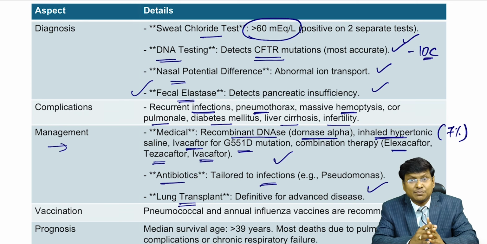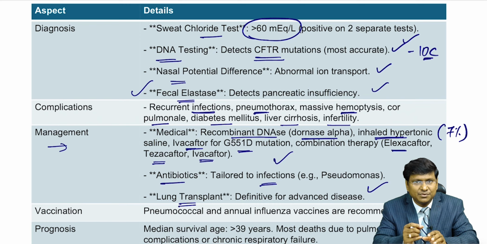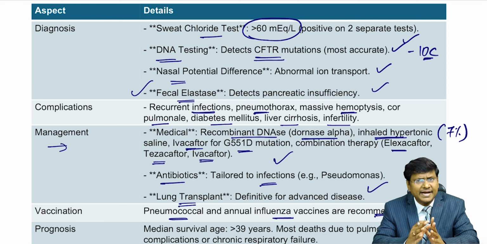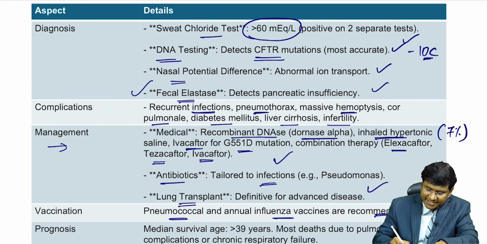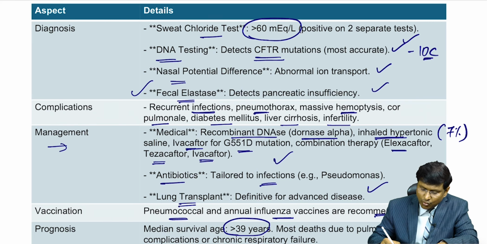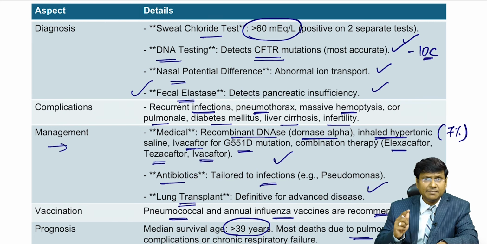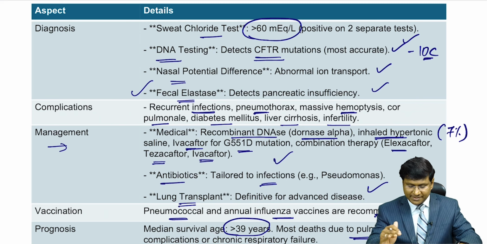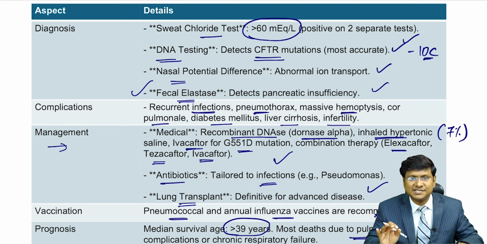Now because these individuals are more prone to recurrent infections due to thick mucus, these patients will require vaccination, and the vaccination that you need to give is the pneumococcal vaccine, as well as the annual influenza vaccine is recommended. And what is the prognosis in these individuals? The median survival of these individuals is more than 39 years, and most deaths occur due to pulmonary complications or chronic respiratory failure. So this is how the prognosis in these patients with cystic fibrosis will be.